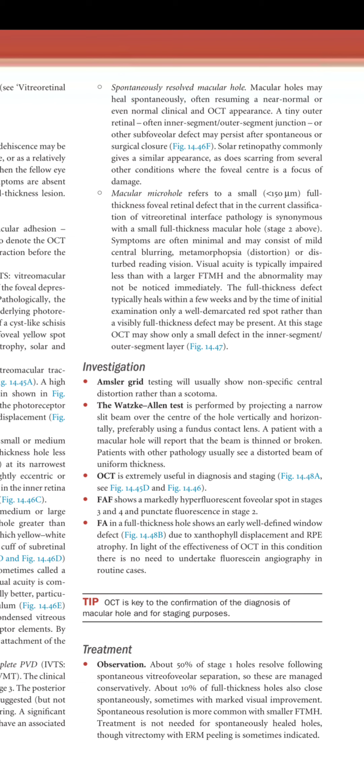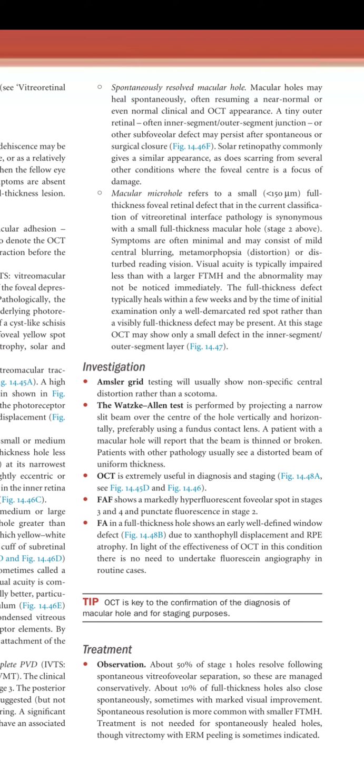Watzke-Allen test is performed by projecting a narrow slit beam over the center of the hole vertically and horizontally, preferably using a fundus contact lens. A patient with a macular hole will report that the beam is thinned or broken. Patients with other pathology usually see a distorted beam of a uniform thickness. OCT is extremely useful in the diagnosis and staging.